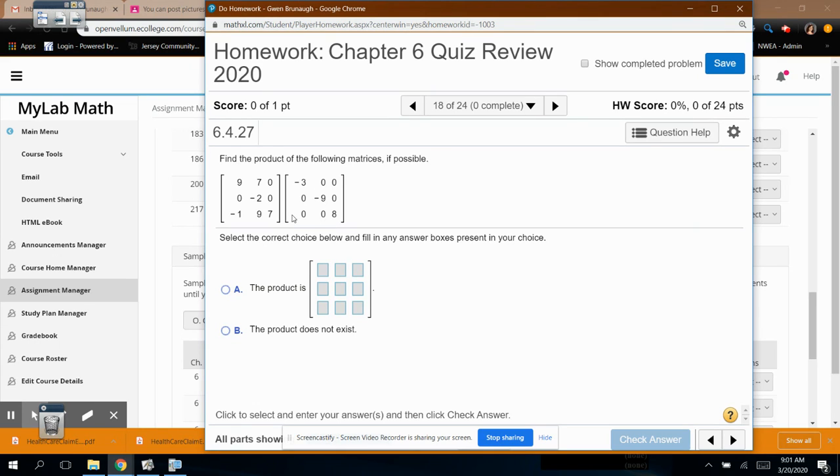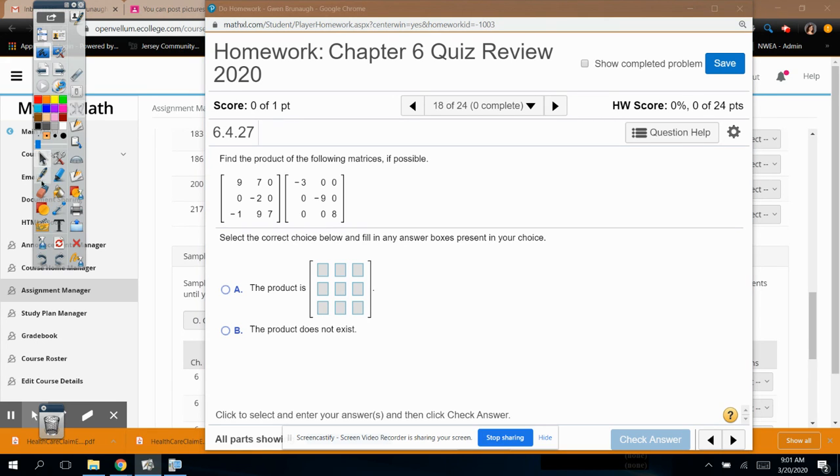This says find the product of the following matrices. I think most of you will use your technology on here, and that is perfectly fine. But do you see all those zeros? All those zeros make this problem not difficult to do by hand. So I'm going to do it by hand. Again, I'm not mad if you use your calculator at all.